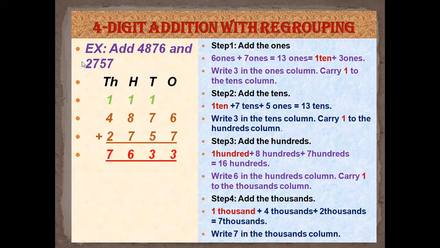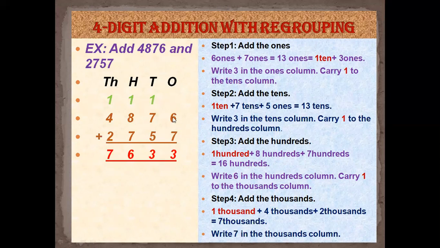Okay, example, add 4,876 and 2,757. Here also, first we have to write the numbers one below the other. 4,876 plus 2,757. Here also the steps and methods are the same. We have to start from the ones place to the thousands place. Now we have to add the ones place digits.